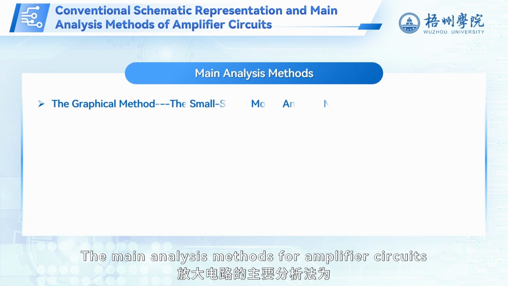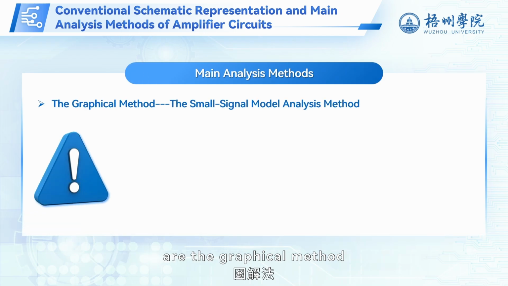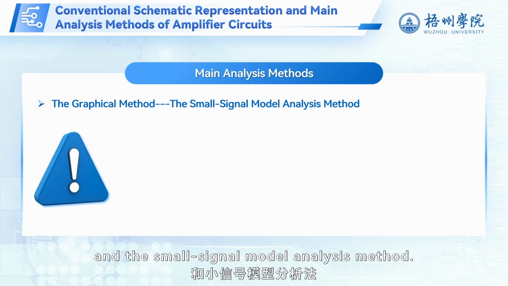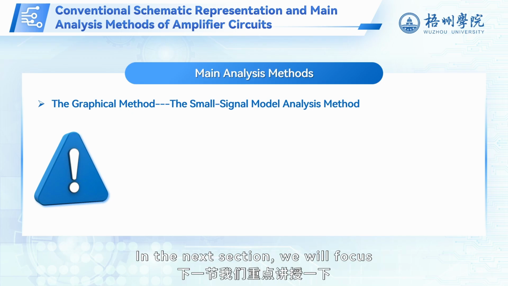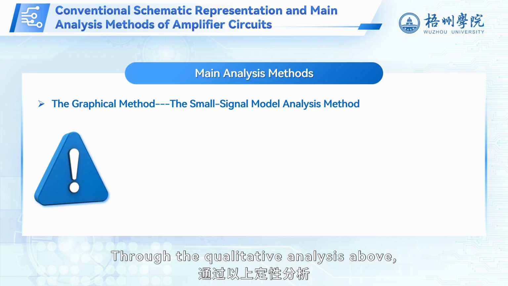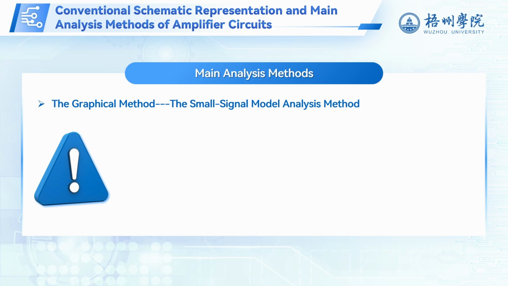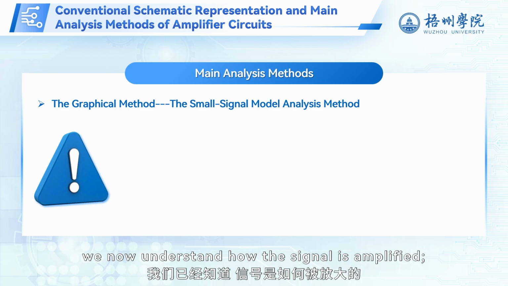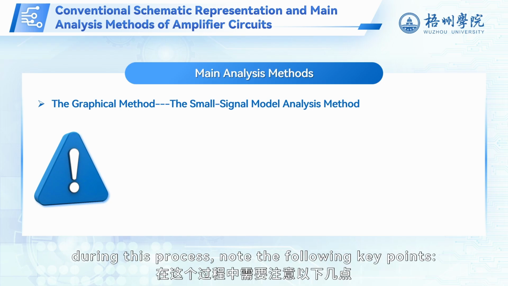The main analysis methods for amplifier circuits are the graphical method and the small signal model analysis method. In the next section, we will focus on teaching the small signal model analysis method. Through the qualitative analysis above, we now understand how the signal is amplified. During this process, note the following key points.